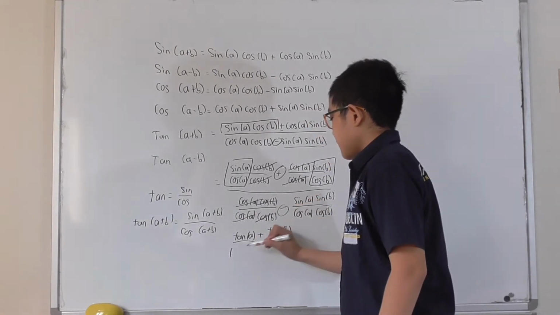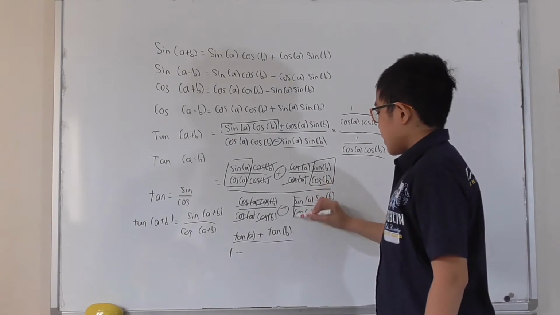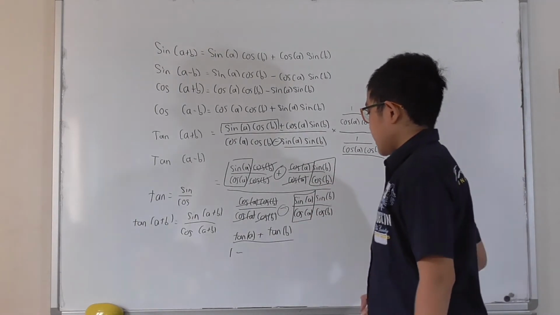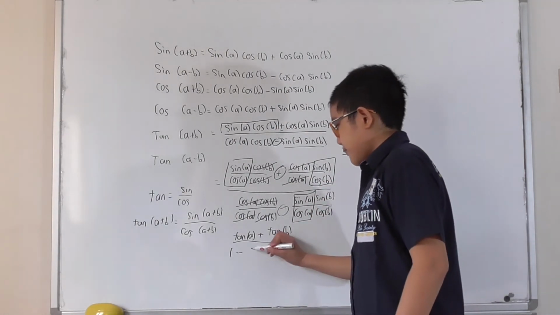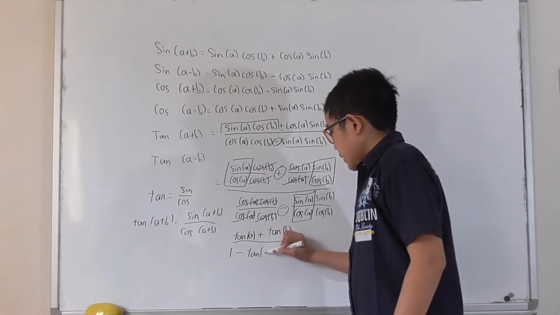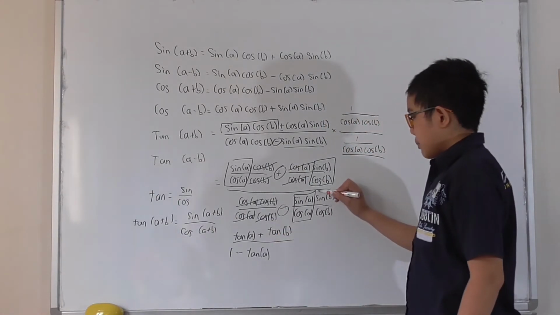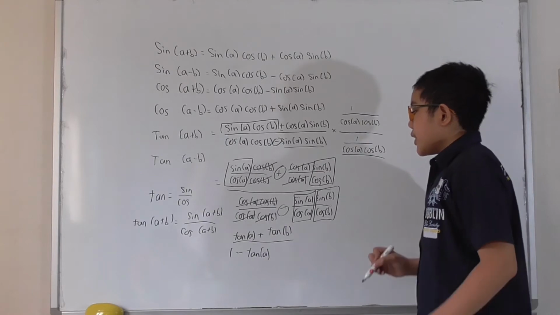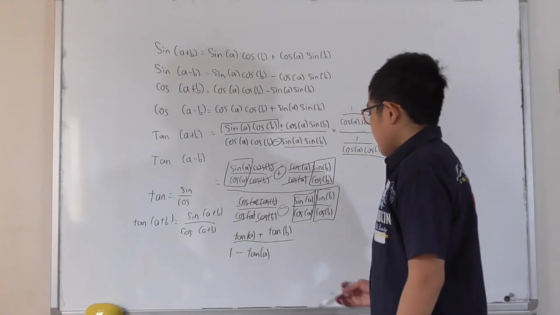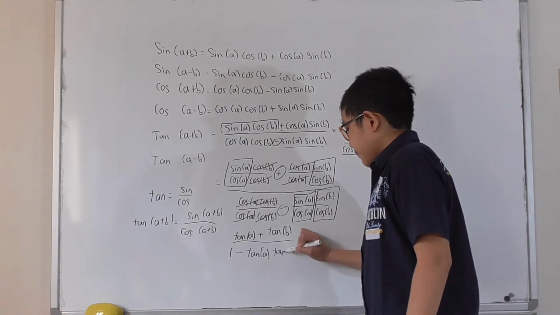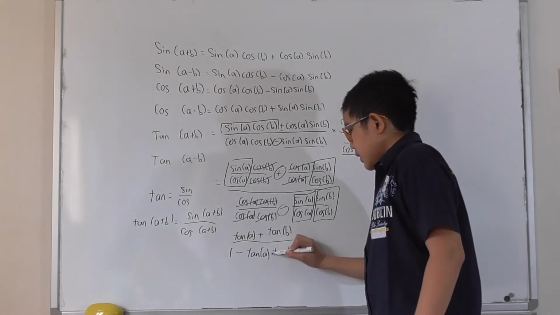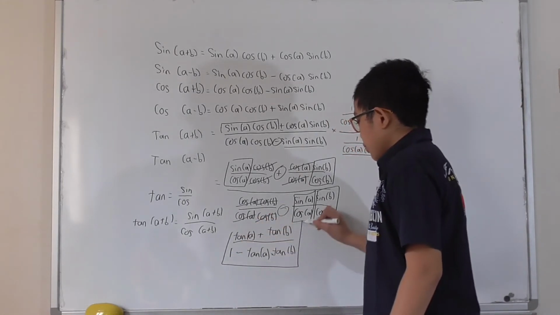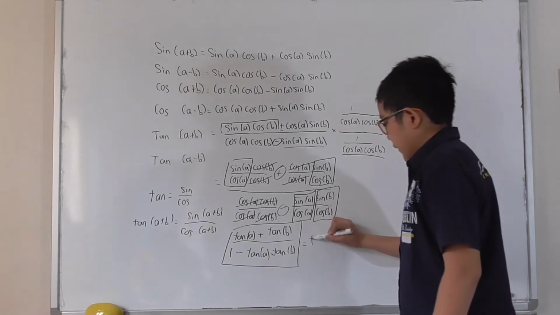And then minus. So, what's sine of A over cosine of A? That's basically tangent of A. And then we're going to multiply it by our sine of B over cosine of B. Sine B over cosine B is going to be our tangent of B. And there you go. That is our proof of the tangent of A plus B.